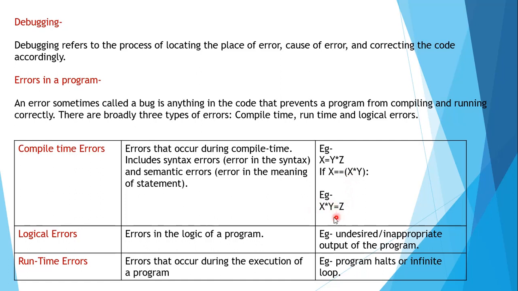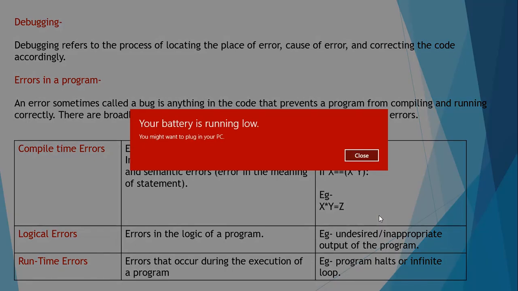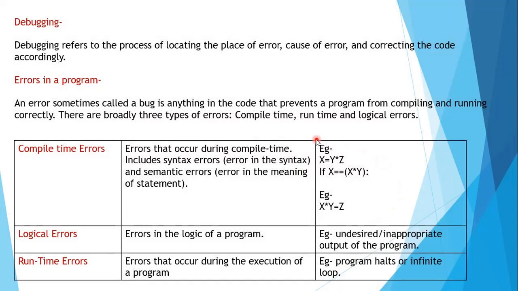Another example, x into y is equals to z, is also a problem. Why? Because you cannot write x into y is equals to z. You can write z is equals to x into y. It is like saying that Ram is playing cricket. You cannot say cricket is playing Ram. Do you get it? Ram is playing cricket is a proper statement. Cricket is playing Ram is not. In a similar way, whenever you are doing these operations, you have to be very careful whether the semantics and the syntax are right or not.